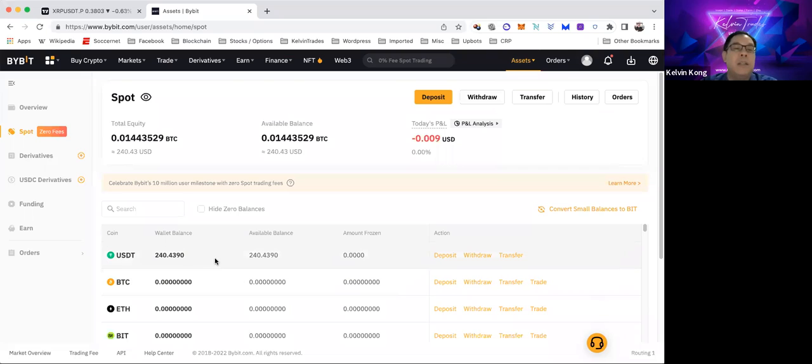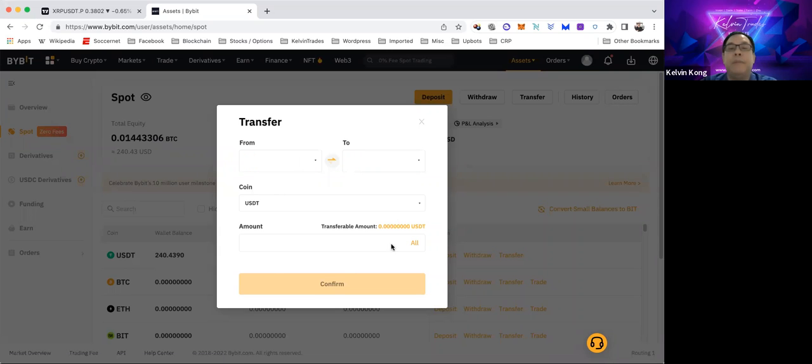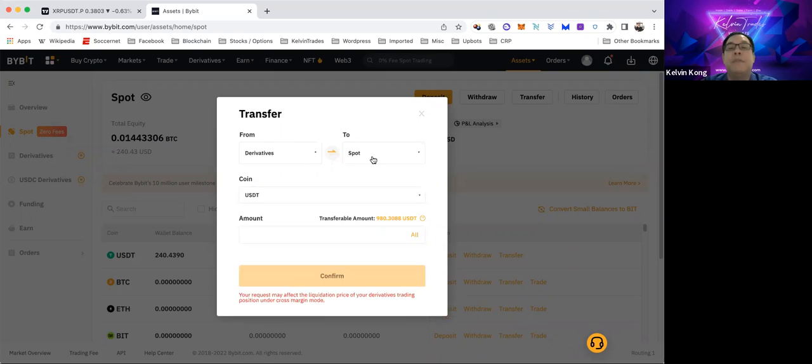So just in case, as I said, you can't transfer directly to your derivatives wallet, very simple. Your USDT will end up here. What you do is locate your USDT, move over to the right, click the word transfer. This menu will appear. Over here you can transfer from whatever wallet to each other. So you can transfer from spot to derivatives, or vice versa, derivatives to spot.